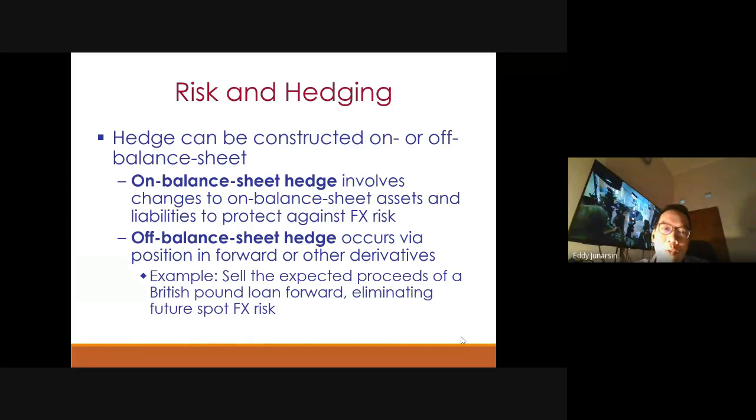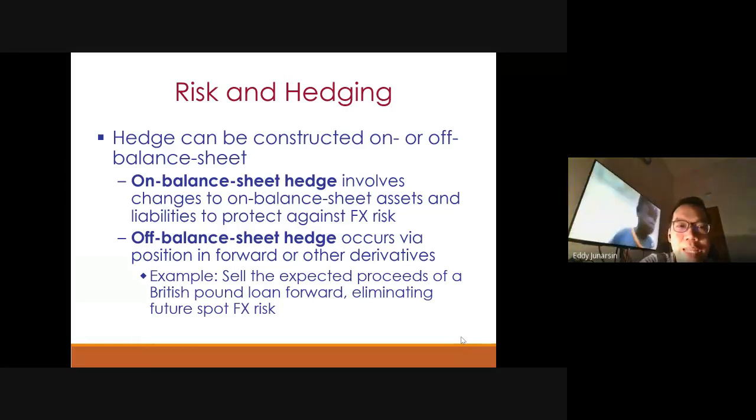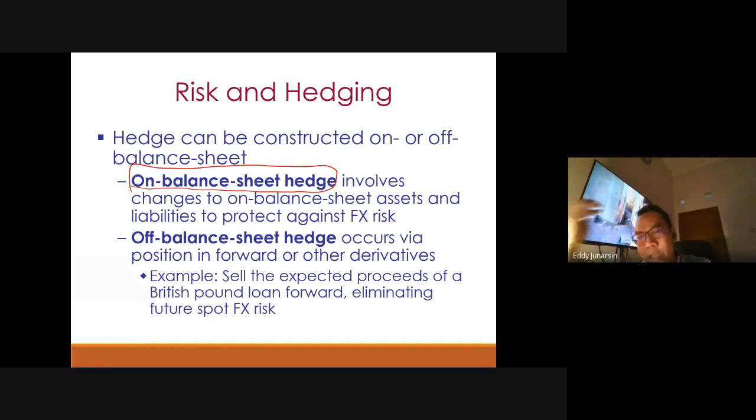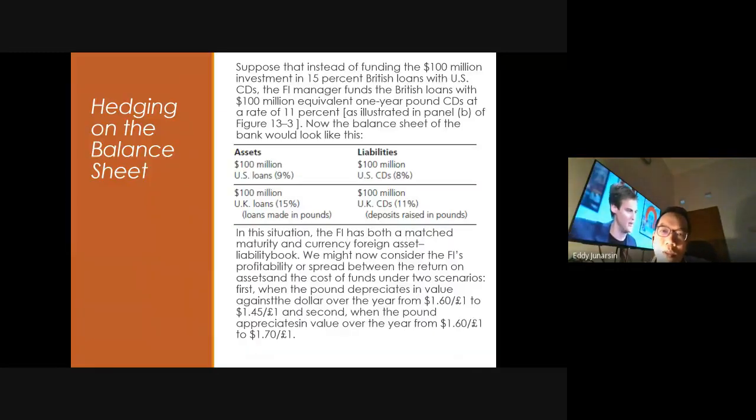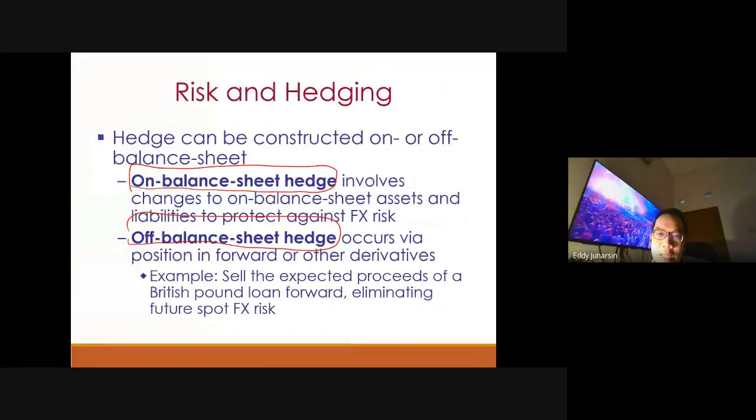Right? So we have on balance sheet hedging. This is a natural hedging that we talked about in the earlier section of our discussion today. And off balance sheet hedging is of course using the derivative instruments, derivative products to hedge against the foreign exchange risk. Okay, so let's see. Maybe we'll start from the on balance sheet hedging.